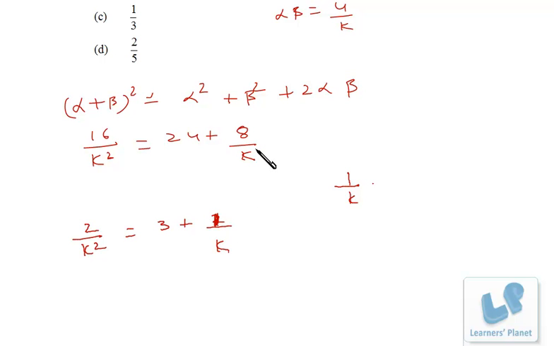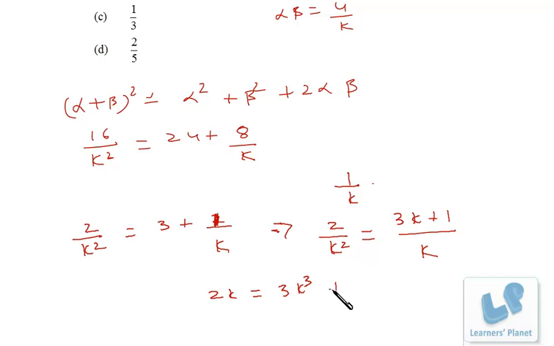I took 8 as common. So 8 3s are 24 and 8 2s are 16. Now let's take LCM. So it's 2 over k square is equal to 3k plus 2 by k, right? So it's 2k is equal to 3k cube plus k square, right? Or we can just simplify it like this also.